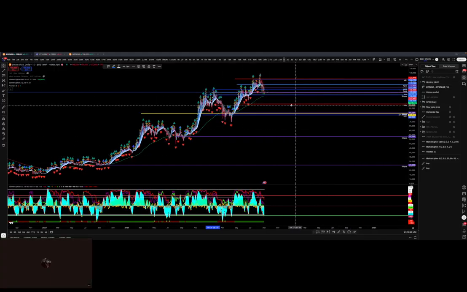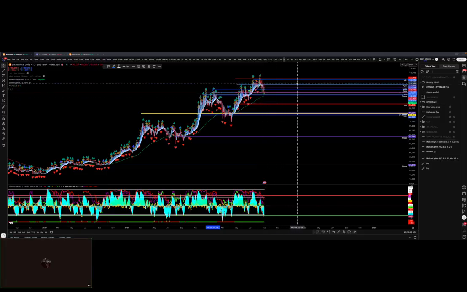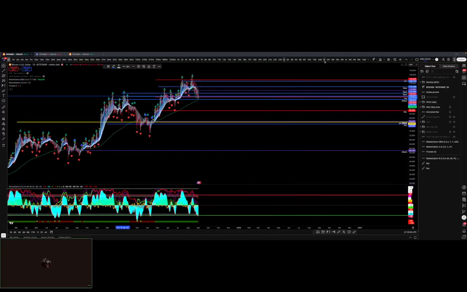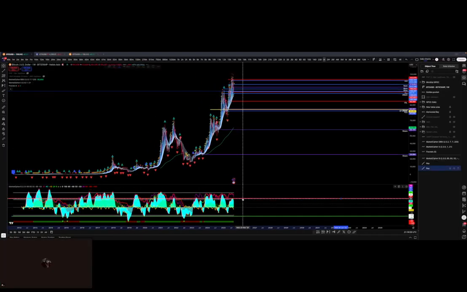So these are all areas that we lost, so now they become resistance. So we're looking for price to continue to come back up. Now the weekly is still giving us a little bit of hope.